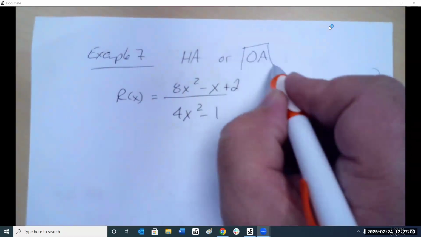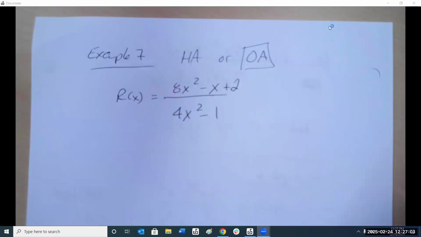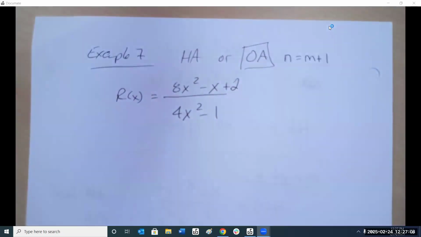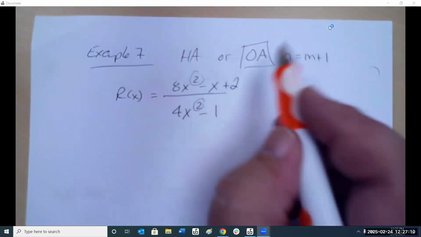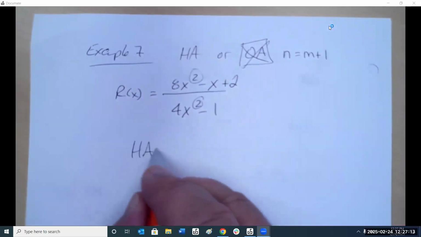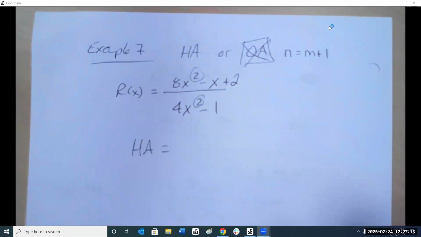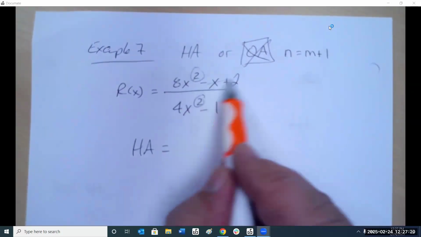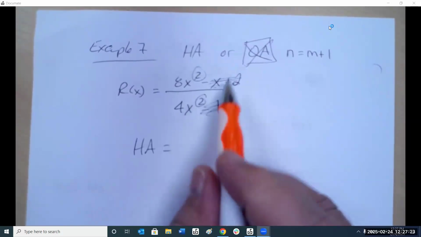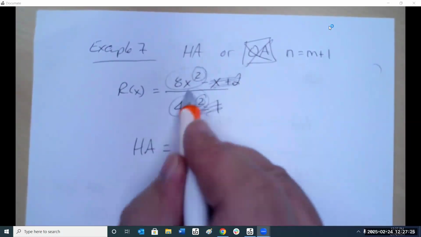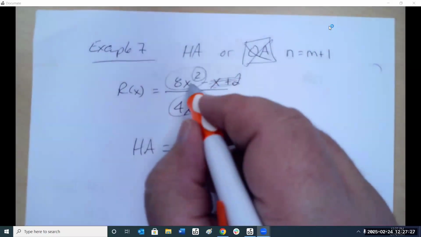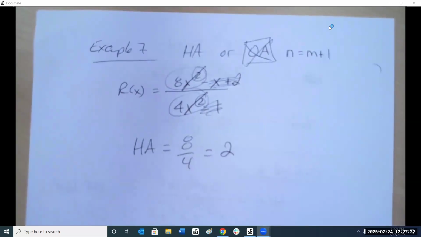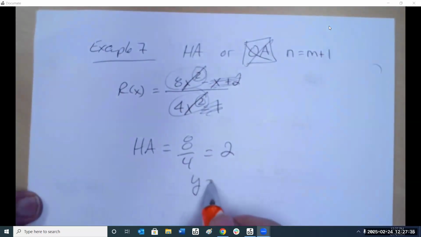The only way it would be oblique is if the top is one bigger than the bottom. Since they're equal, that means it's a horizontal asymptote. This one doesn't matter. For these asymptotes, you only look at the leading terms. So since they're x squared over x squared, they cancel. So the horizontal asymptote is the line y equals 2.